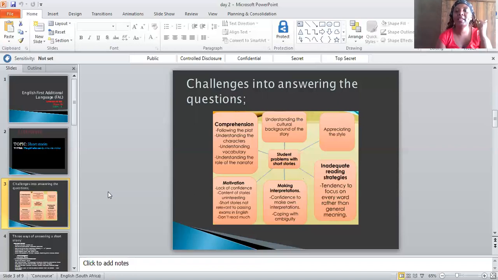Another one is making interpretations. Learners lack confidence when it comes to making their own interpretations of a short story or of a text. And learners fail to cope with ambiguity, where the context is written the same but has different meanings. It's very ambiguous. Again, there are inadequate reading strategies. They have a tendency to focus on every word rather than general meaning.